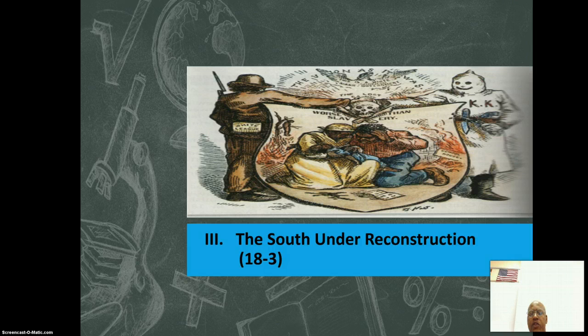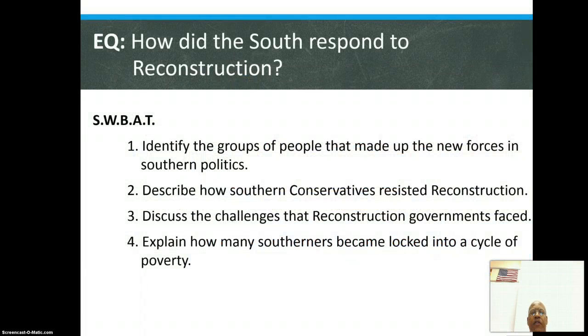We're going to look at the South under Reconstruction. Here's what we're going to focus on. How did the South respond to Reconstruction? So we're going to look at the politics. We're going to look at how conservatives resisted Reconstruction. We're going to look at some of the challenges the government faced. And then lastly, we're going to look at the cycle of poverty and discuss sharecropping a little bit.